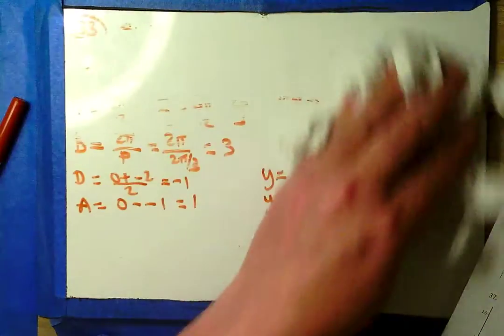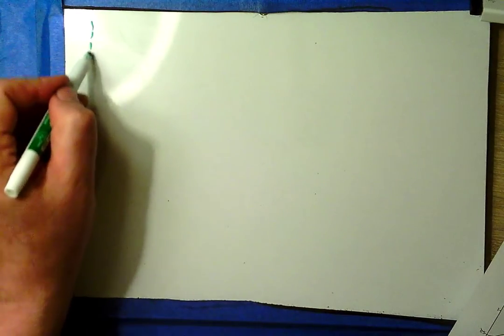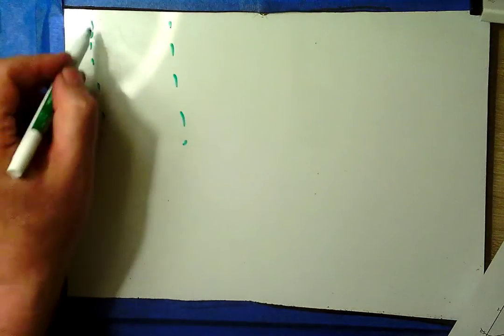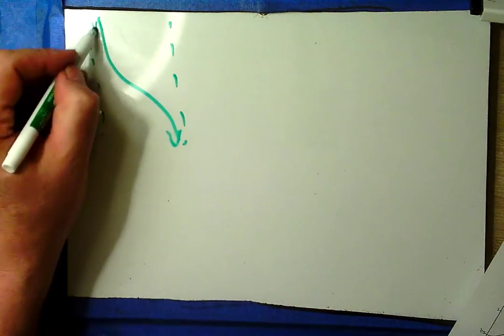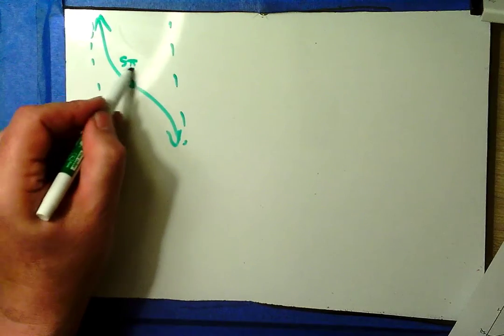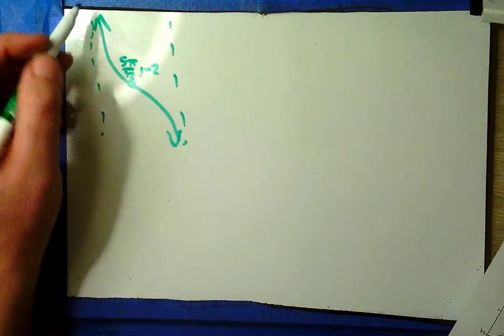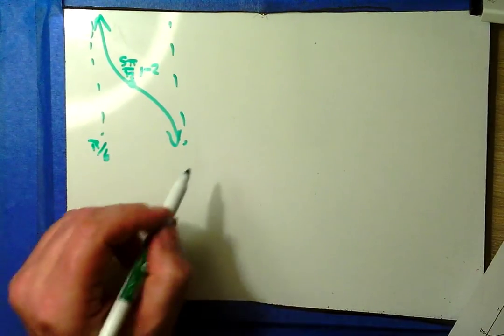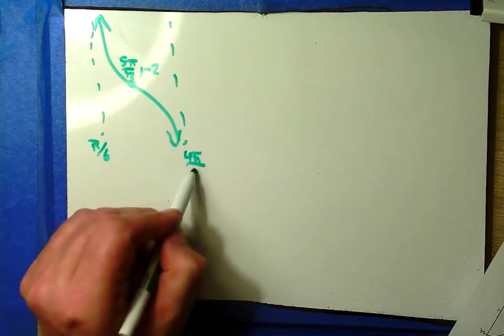Okay, 34. Let's take a look at 34. 34 says, what do you see? Do you see cotangent or do you see negative tangent? We've got 5 pi over 12, negative 2. This is pi over 6, and this is 4 pi over 6.